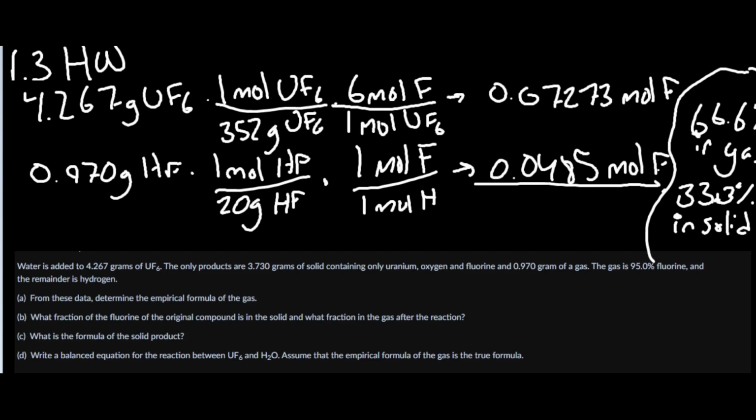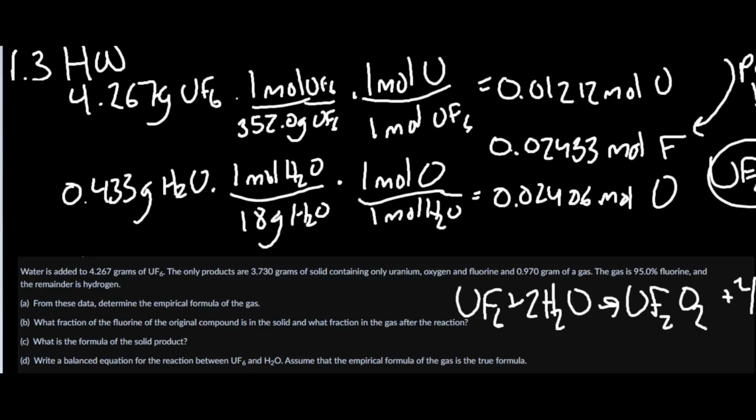And then from there, I'm going to divide 0.0485 divided by 0.07273, and I got 66.6%, but it's like 2/3 of the fluorine. Yeah, 2/3 of the fluorine was in the gas, and therefore 33% was in the solid. All right, time for part C.